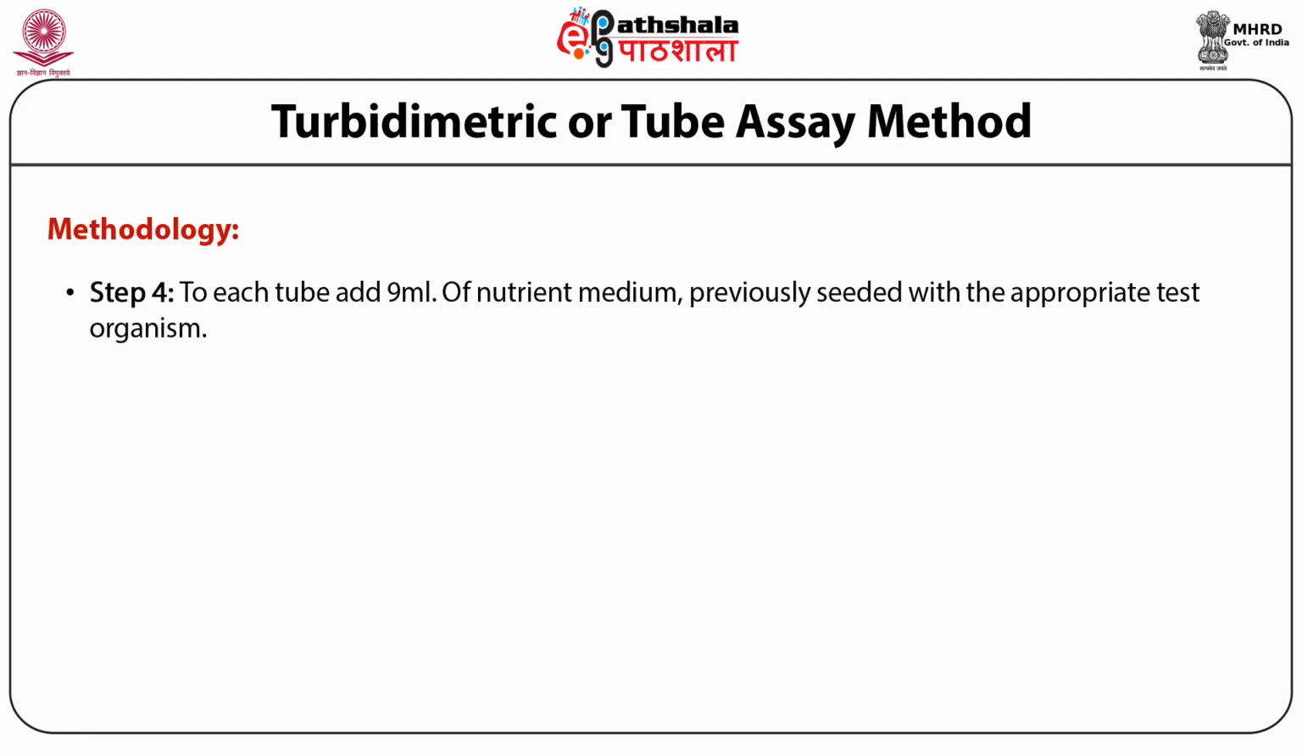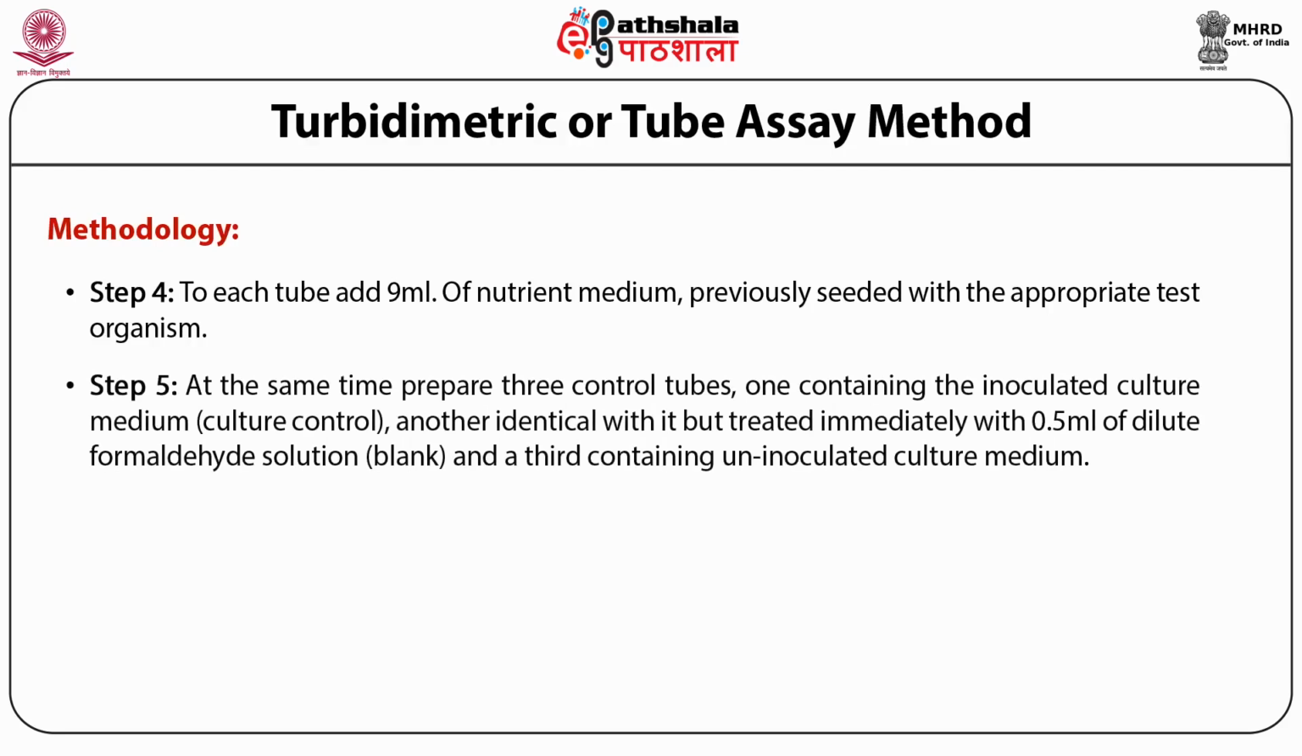Step 4. To each tube, add 9 ml of nutrient medium previously seeded with the appropriate test microorganisms as per the pharmacopoeia. Step 5. At the same time, prepare 3 control tubes, one containing the inoculated culture media, that is culture control, another identical with it but treated immediately with 0.5 ml of diluted formaldehyde solution that acts as a blank, and a third containing uninoculated culture media.